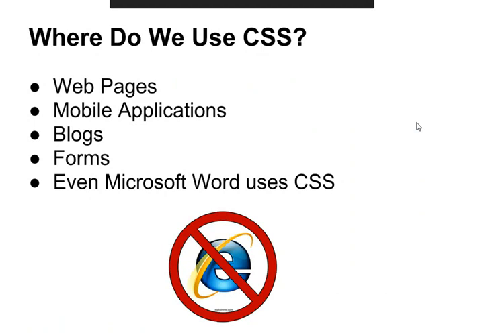So let's look at where we use CSS. It's found in web pages. It's found all over mobile applications, even though you don't really see it. It's found on blogs, which again are part of web pages, forums, which are part of web pages. Even Microsoft Word uses CSS.